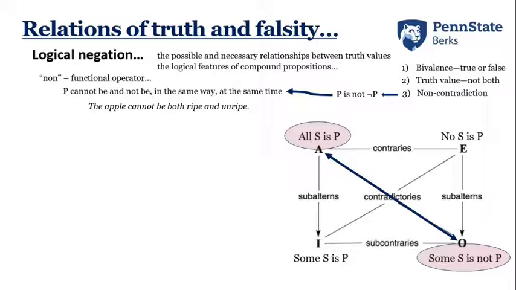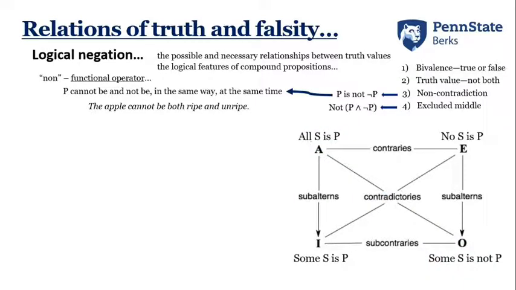Now, again, don't get overly concerned with looking at and trying to absorb the square of opposition. It's enough that you know that an apple or anything cannot be and not be in the same way, at the same time, two different things. It's by the principle of non-contradiction.